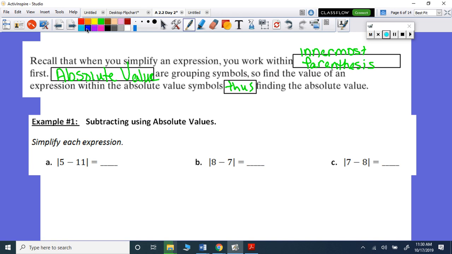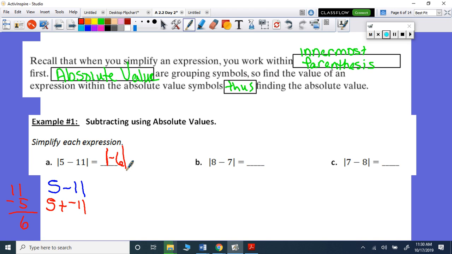All right. So for instance, last night, this problem was what we had without the absolute values. Last night, I was hoping you would rewrite the first and add the opposite so that you could see we have unlike signs, which tells us to subtract and take the sign of the larger number. Would you agree that a negative 11 plus 5 is a negative 6? You with me on that?